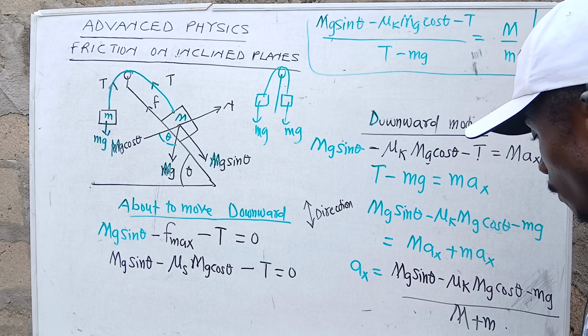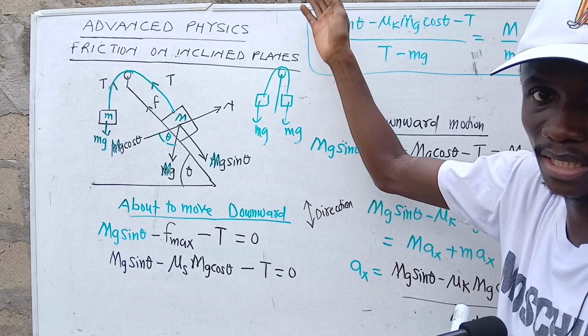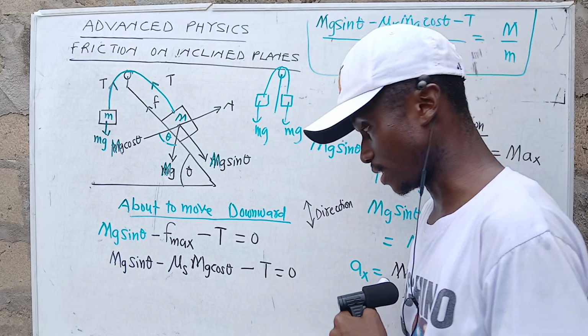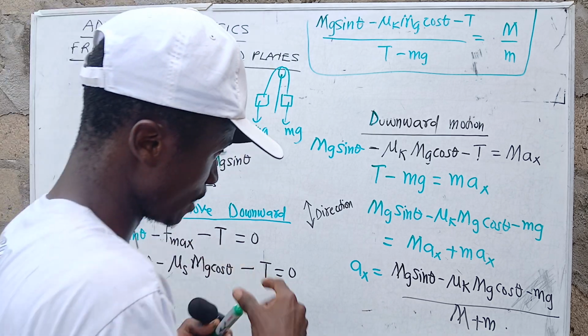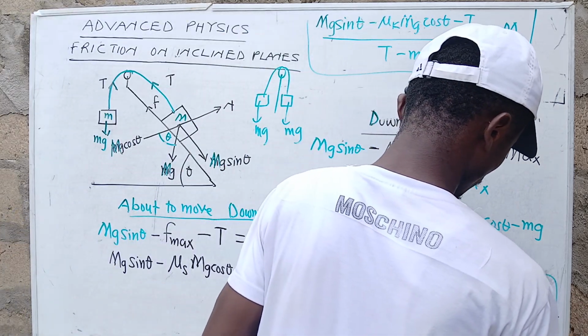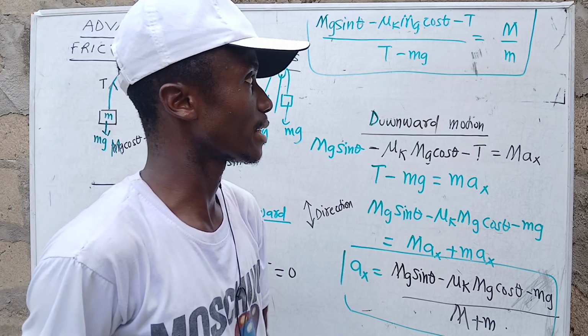Because this will be capital M over capital M. It will simply be g. So the whole thing will accelerate downward with the acceleration due to gravity. So this equation is right. And you can manipulate this and get the tension out of it.